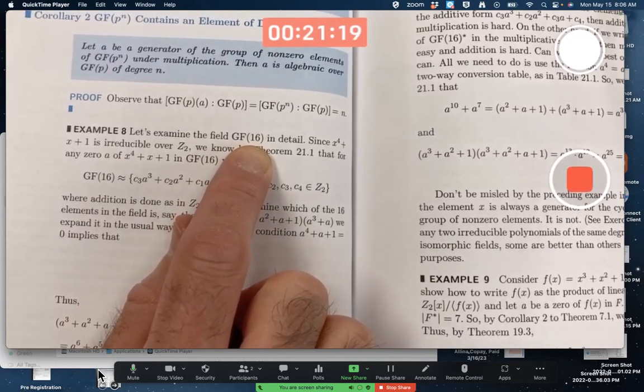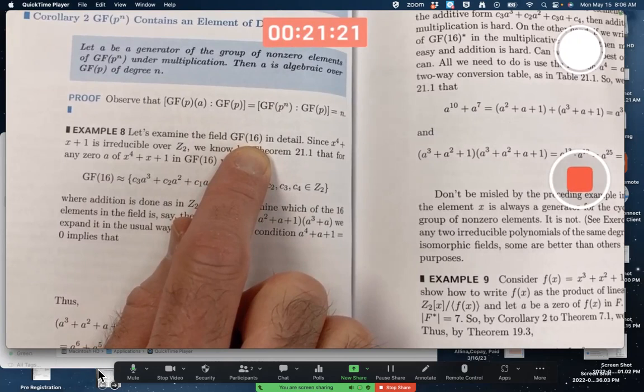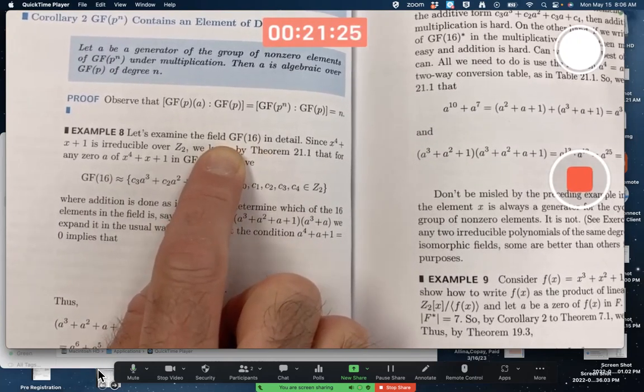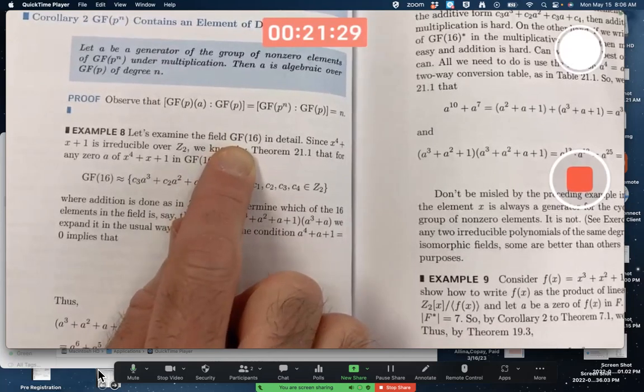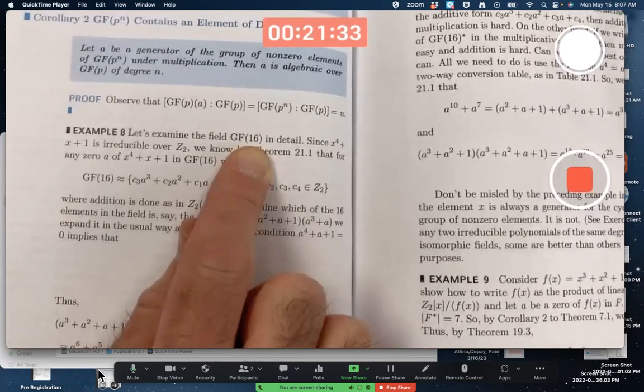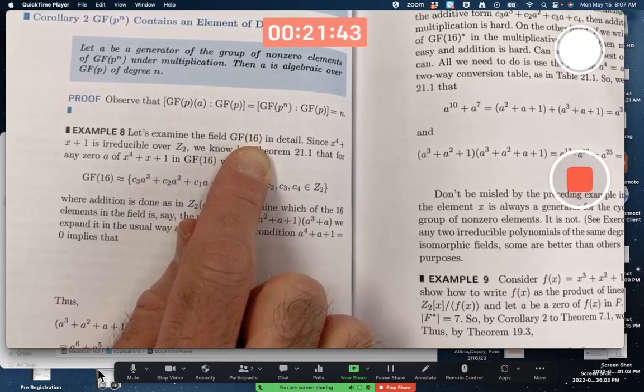is standard notation for a finite field of order 16. GF. What? G is in honor of Galois. Galois field of order 16. But wait a minute, 16 is not prime. How can there be fields of orders that are not prime? Aren't Zp all the fields that there are, where p is prime? No, we've seen examples of fields that are not of prime order.